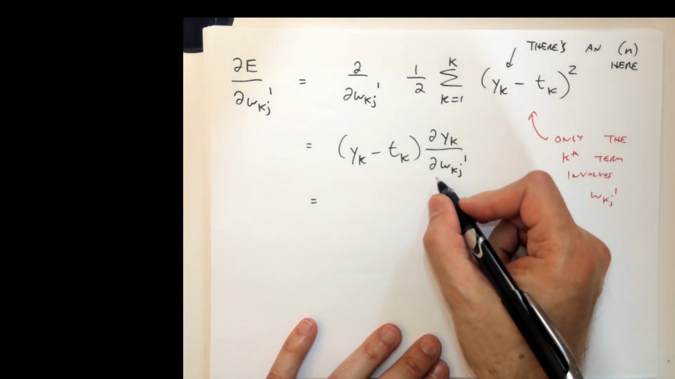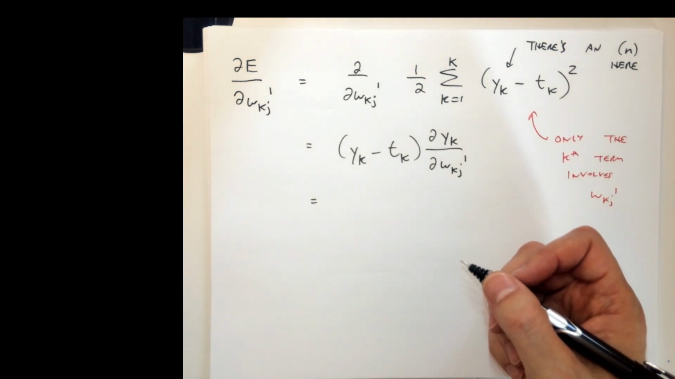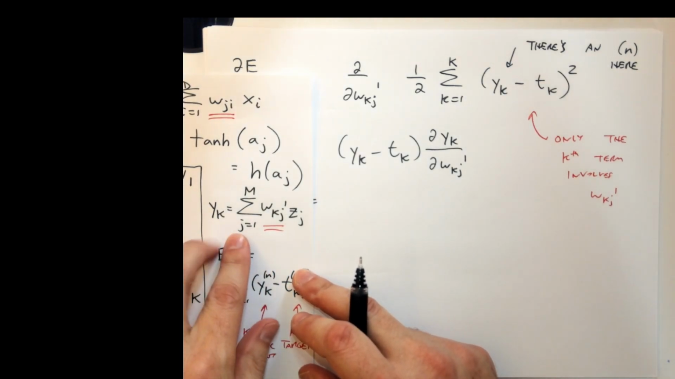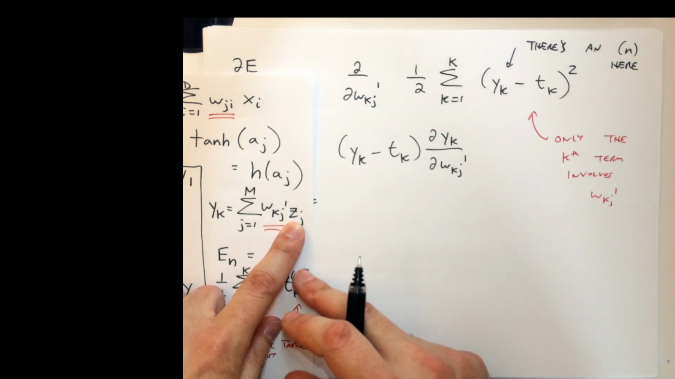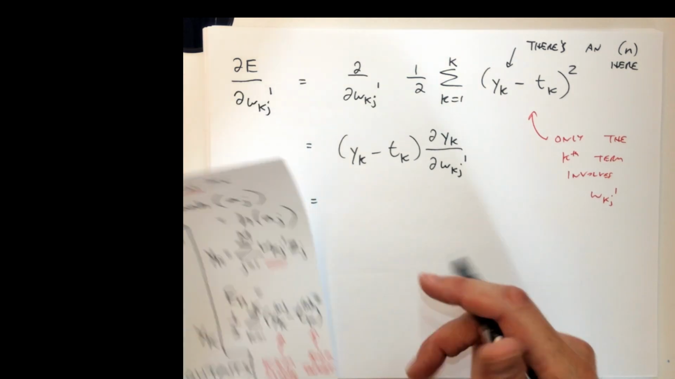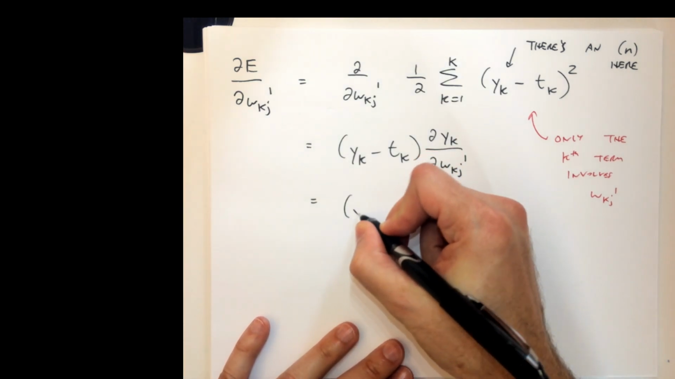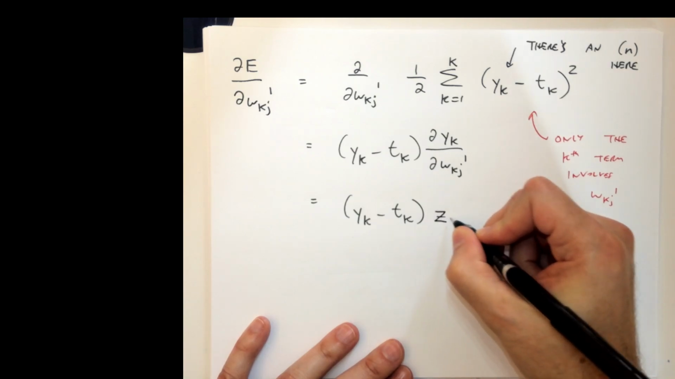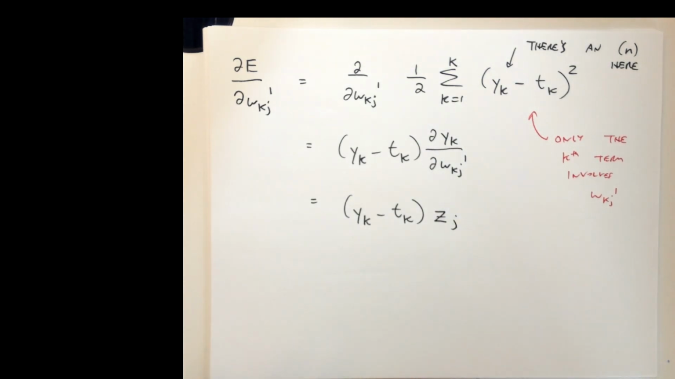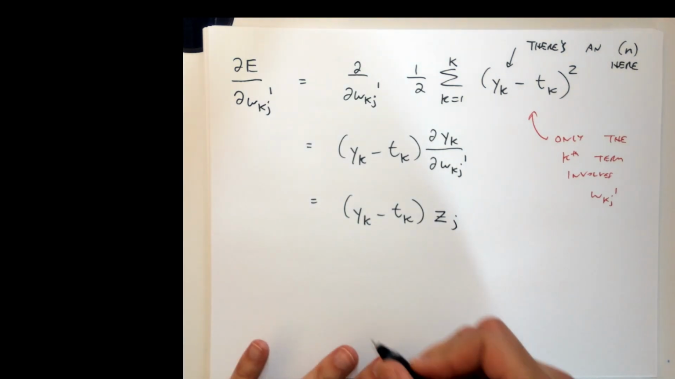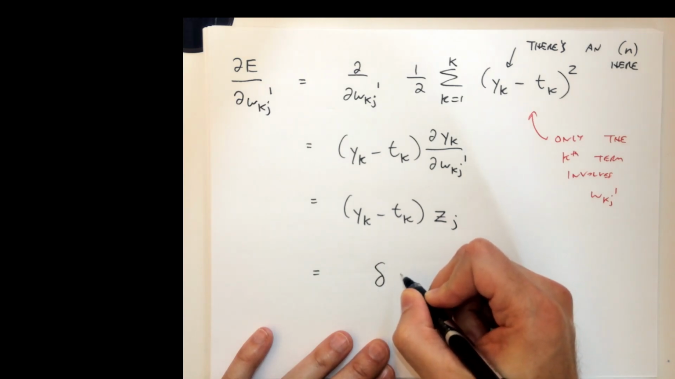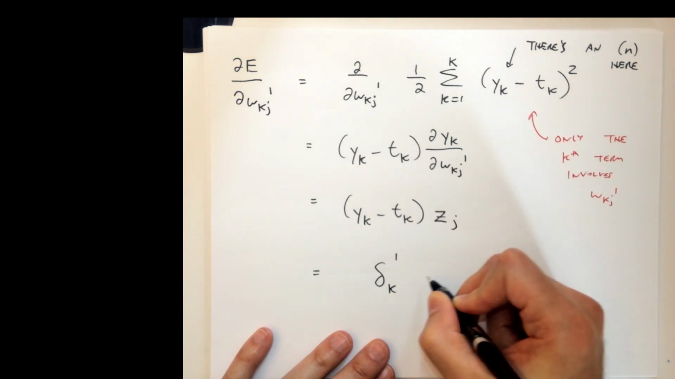And then what is this value here? I go back and look at my formula, right? This is how yk was obtained. Take the derivative and I just get this z, right? So it's like saying that I have this difference times zj. And I'm going to give this guy a name. I'm going to call this little delta k prime.